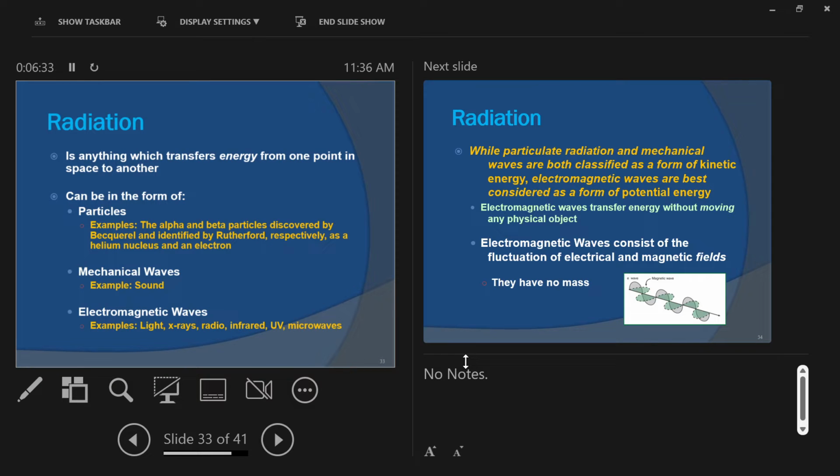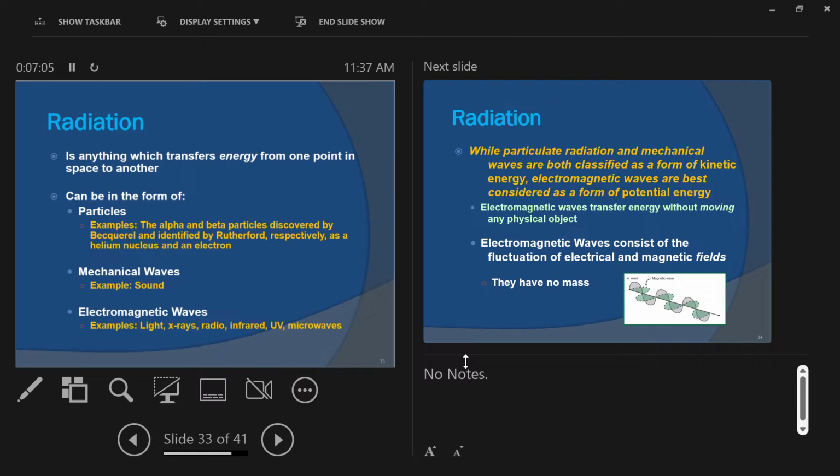Now, the forms that radiation can take are varied. Radiation can be in the form of particles. We mentioned things like alpha, beta particles earlier, which were discovered by Becquerel and identified by Rutherford. We take for granted sound, right? Sound is a form of radiation, yeah. So the alpha, beta, and gamma, those are natural? Those are types of natural radioactivity.